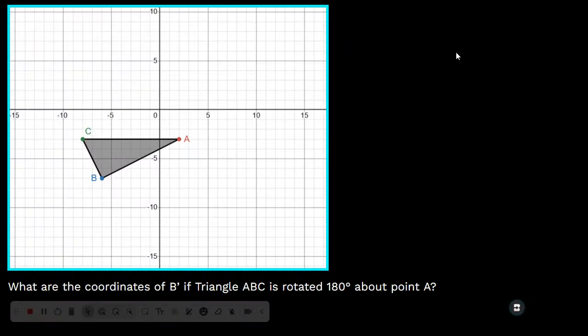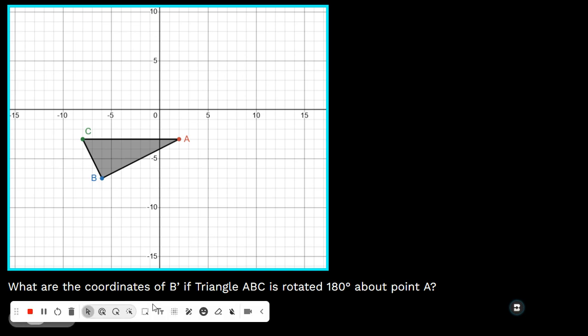Okay, we have another question under our rotation section of our rigid motions OST review. We do, you do, where we're highlighting how to tackle OST questions that relate to our transformations category. All right, our question here states, what are the coordinates of B prime if triangle ABC is rotated 180 degrees, but this time not just around the origin, this is about point A.